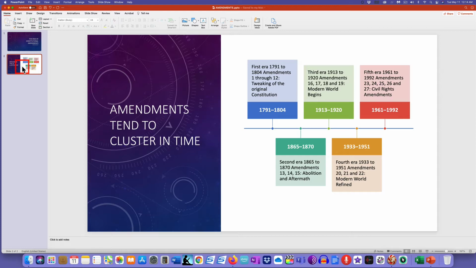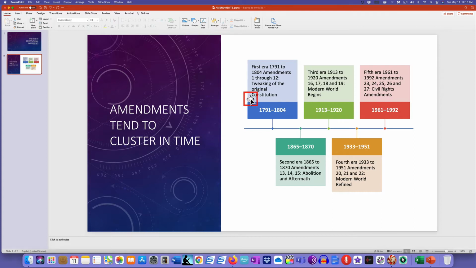So the first era of amendments took place between 1791 and 1804, and it includes amendments 1 through 12. The purpose of the amendments of this era was to tweak the original Constitution. So the first 10 amendments, as you already know, are known as the Bill of Rights. Madison wrote them, Congress edited them, and states ratified them. The content of those amendments is not the subject of this video. We will address them repeatedly in future videos.